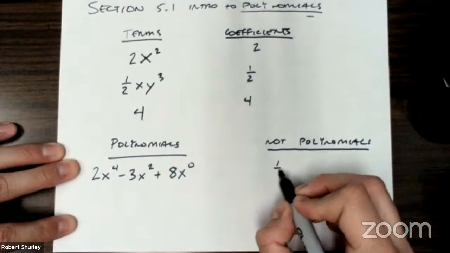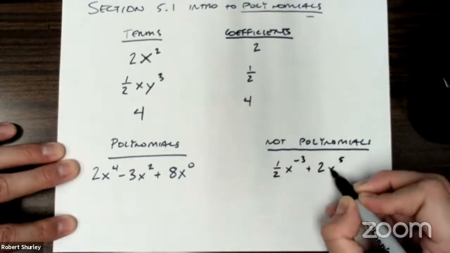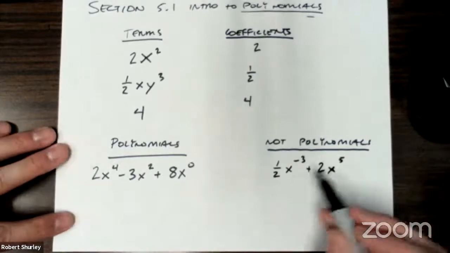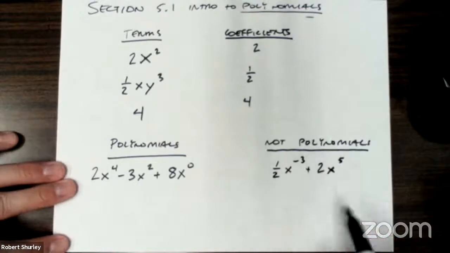Now, not a polynomial would be something with a negative exponent. So if we looked at, like, let's say 1/2 x to the negative 3 plus 2x to the 5th. Okay, look, we have addition of terms, right? These were 3 terms. This is 2 terms. This is definitely not a polynomial.